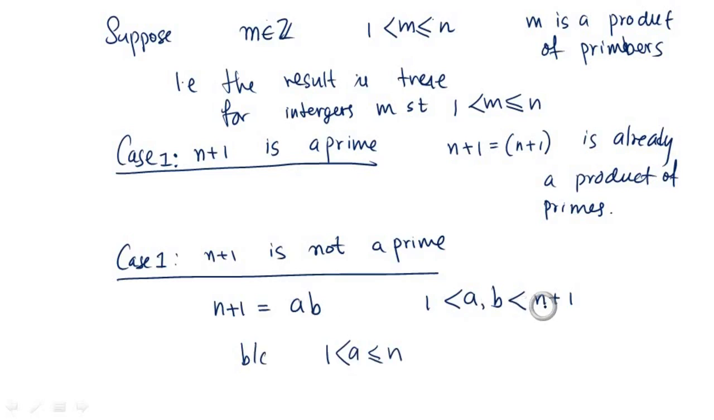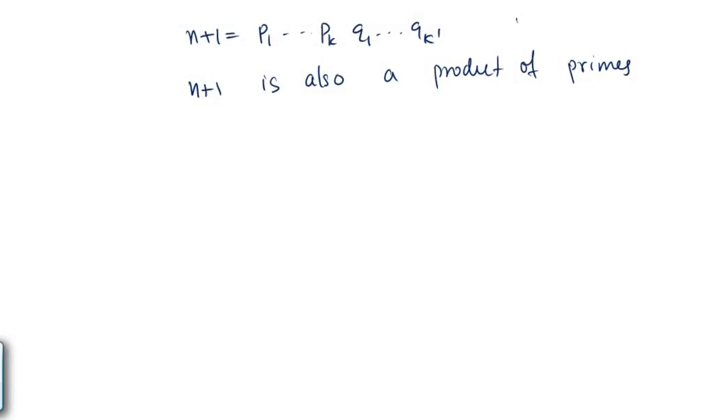If a is less than n plus 1, then it must be less than or equal to n. I have a is a product of prime numbers, p1, p2 up to pk, and b is also greater than 1 and less than or equal to n, and therefore b is also a product of prime numbers. Now from this, we may conclude with the help of strong induction that the result is true for all n greater than 1. In other words, every integer n greater than 1 is a product of prime numbers.